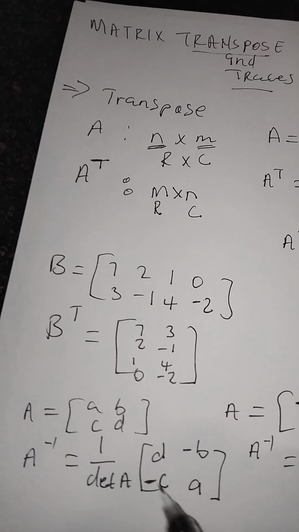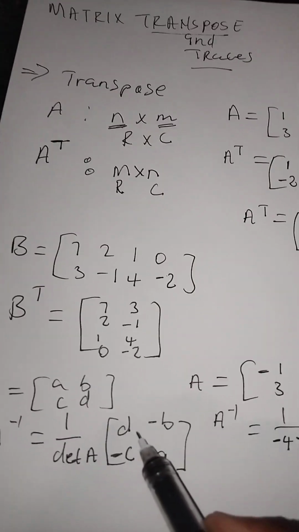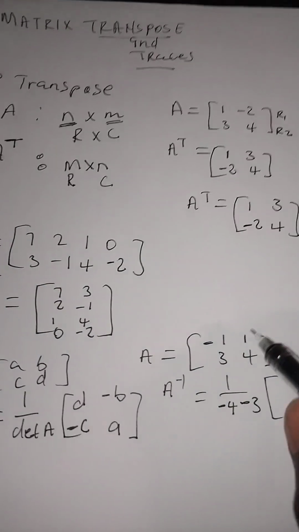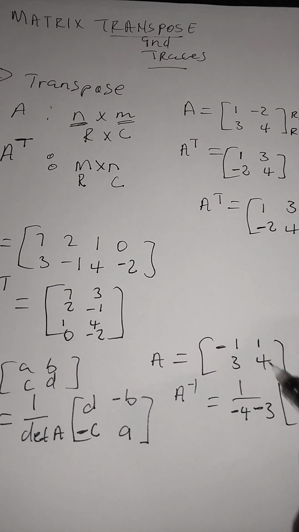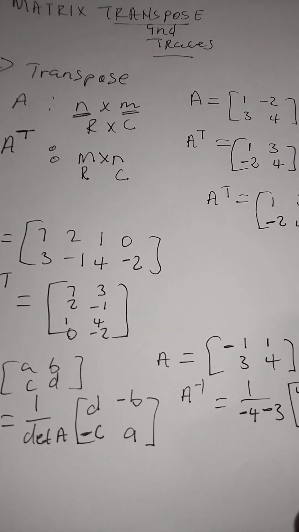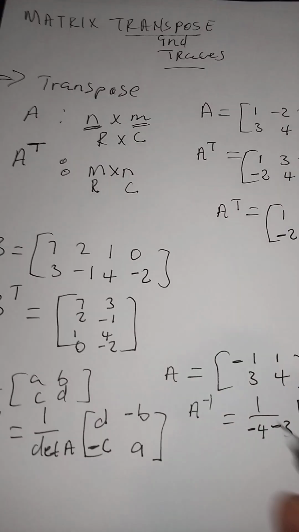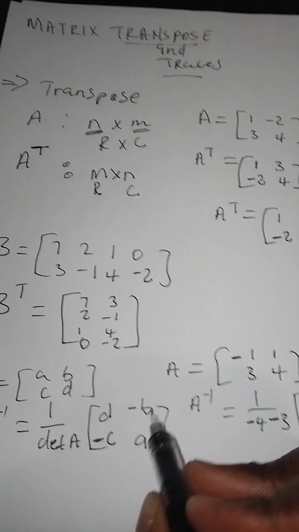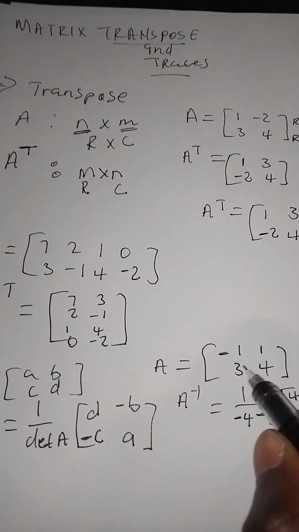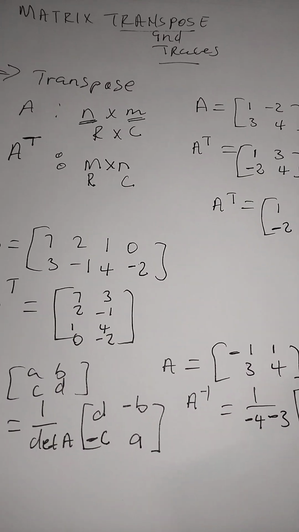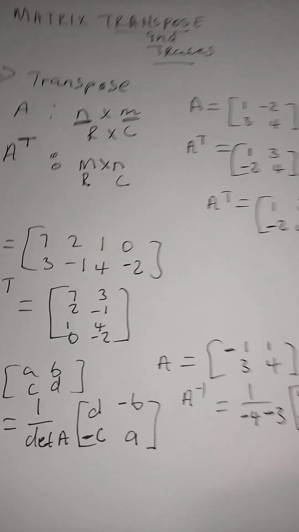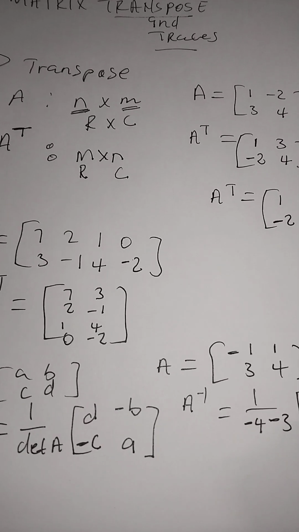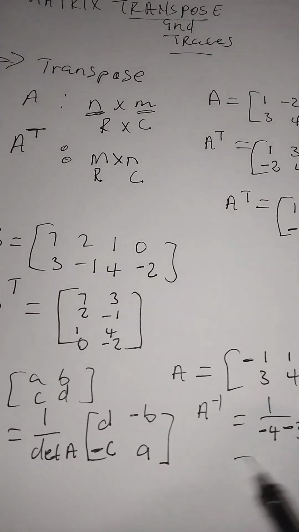Then what do we do? We exchange A and D. In this case, our A is negative 1 and our D is 1, so we're going to have a 1 there and a negative 1 there. Then the other thing we do is put negatives on B and C. So our C is this one, so we're going to have negative 3 and negative 4 for our B, like that.